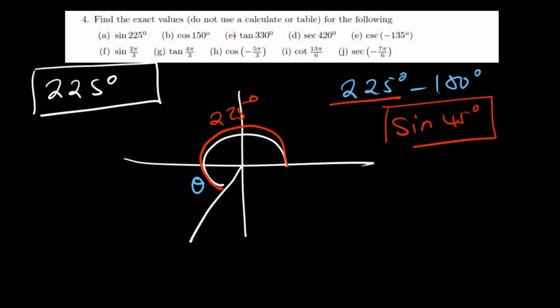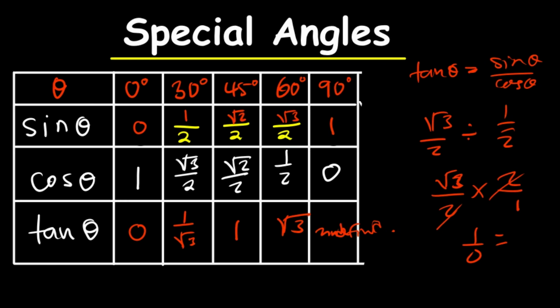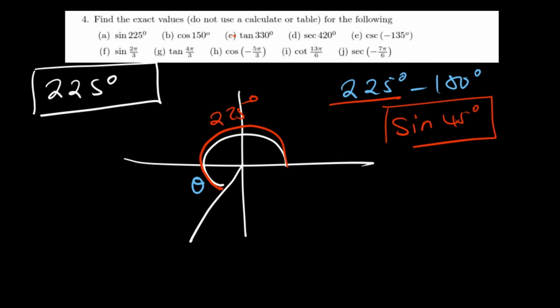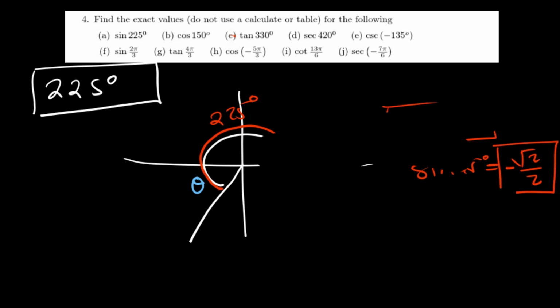So using this table here, what is sine 45? Sine 45 is root of 2 over 2. But this 225 is in the third quadrant and it is negative. So then this is my answer. Okay, so we do the same for the rest.